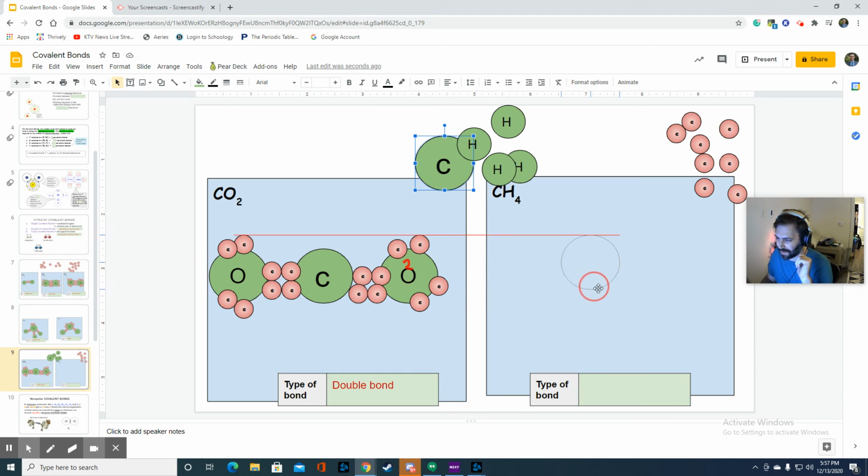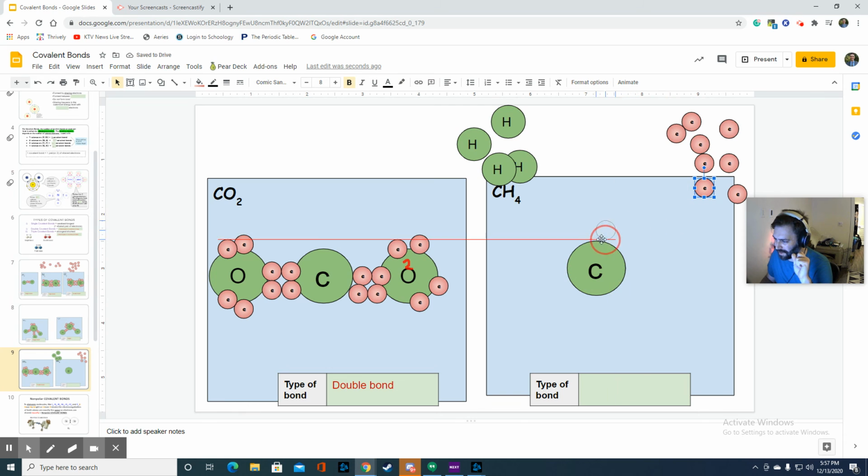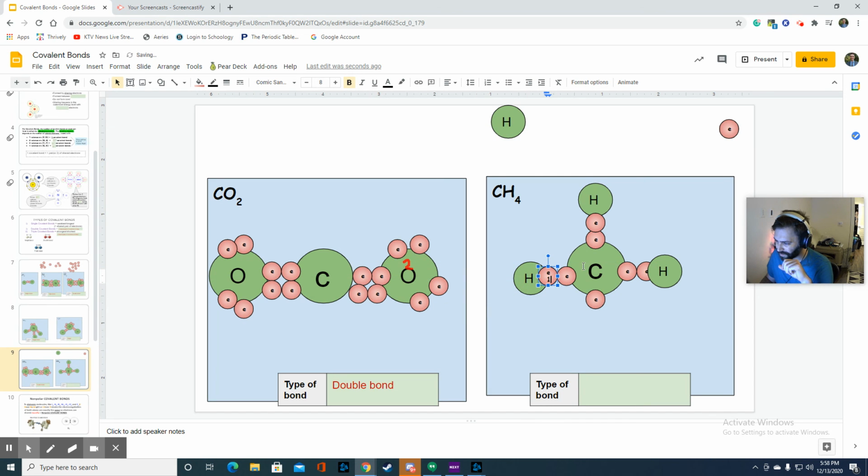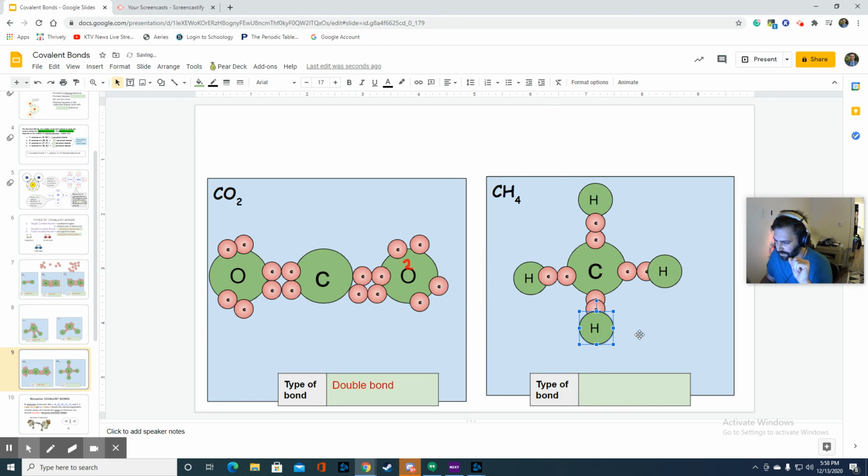All right. What about methane, CH4? Let's make some methane. Again, carbon has 4 valence electrons. And then we have 4 hydrogens. Nice little sequence going on here, okay? Now I'm just going to pair these up a little better. There we go.